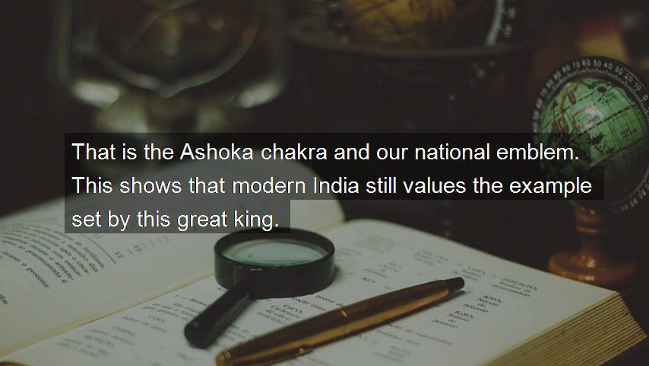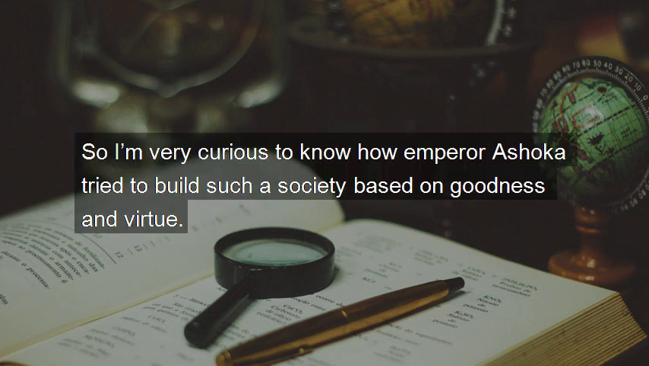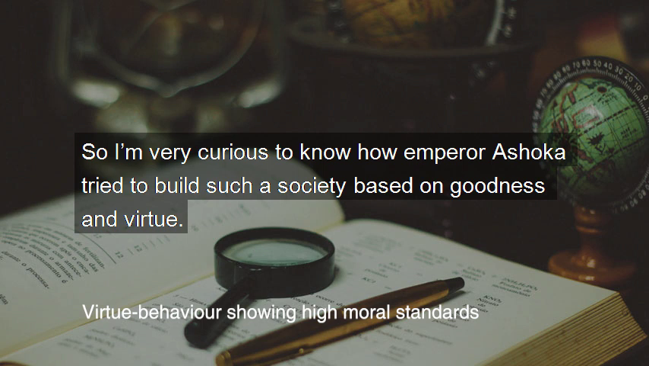This shows that modern India still values the example set by this great king, how he ruled with compassion and wisdom, and how he adopted values like religious tolerance and non-violence. So I'm very curious to know how Emperor Ashoka tried to build such a society based on goodness and virtue.